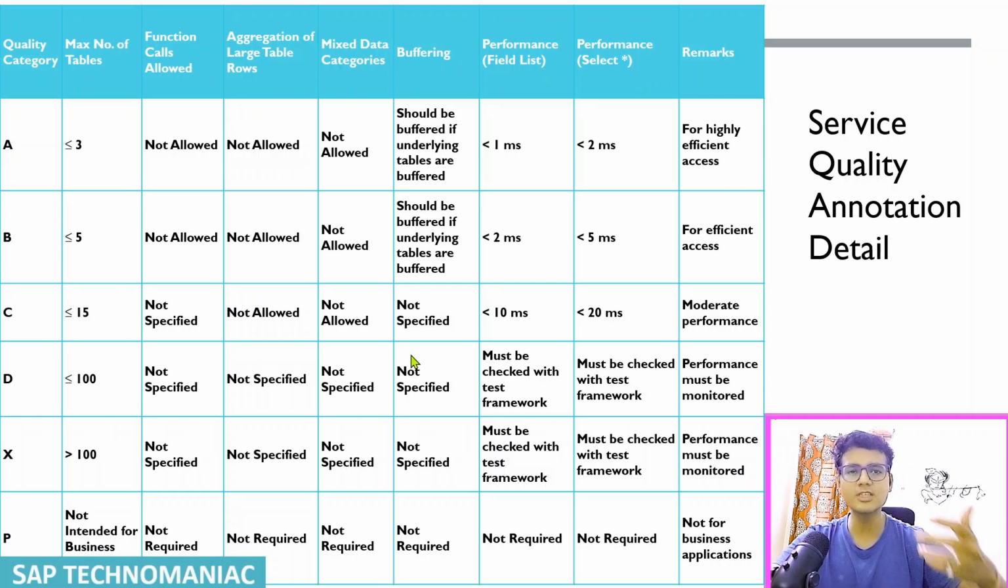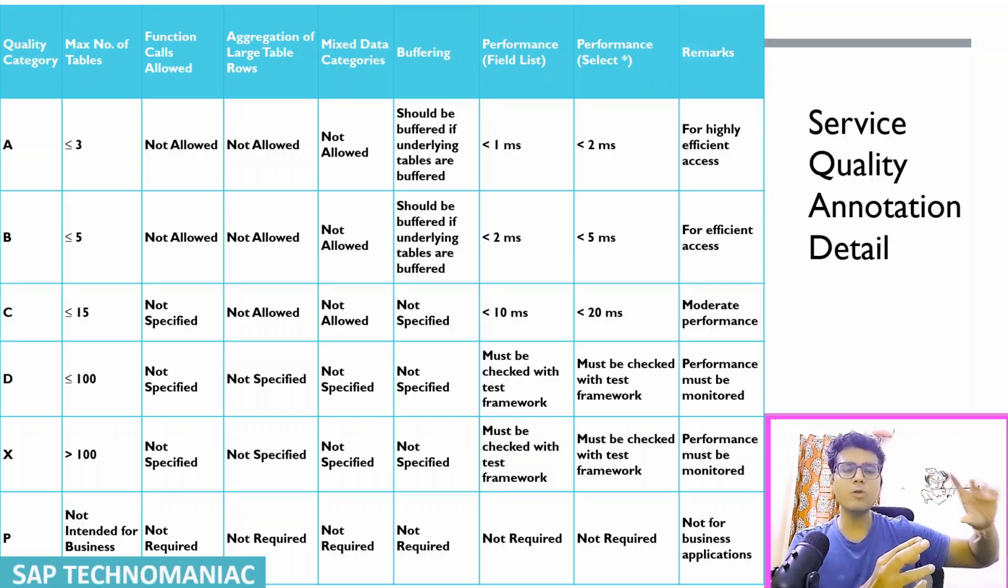If you are using some functions, aggregation is again not allowed. Aggregation not allowed means if you are aggregating the data using the sum function and count, specifically if you are aggregating the data over a large number of lines, that aggregation is not allowed. Normal aggregation is allowed everywhere. For example, if you are joining VBAK and VBAP, and you are aggregating the data of VBAP.